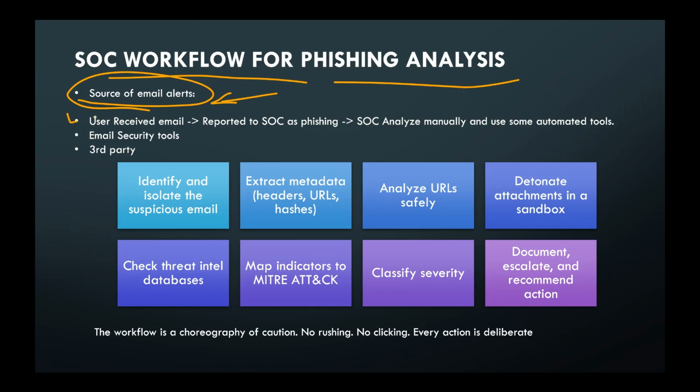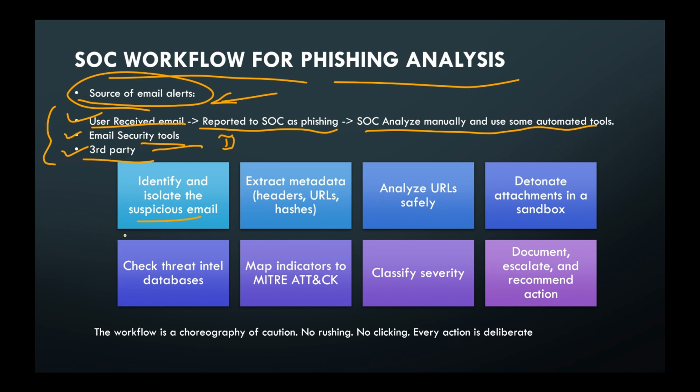Number one option is a user receives an email and reports it to the SOC as phishing, and the SOC analyzes it manually and uses some automated tools. Source number two is an email security tool like Defender for Office 365 or any other. It will trigger an alert and your team will start analyzing it. Third, a third-party vendor or someone provides threat intel or phishing attempt details. So these are the sources of email alerts.